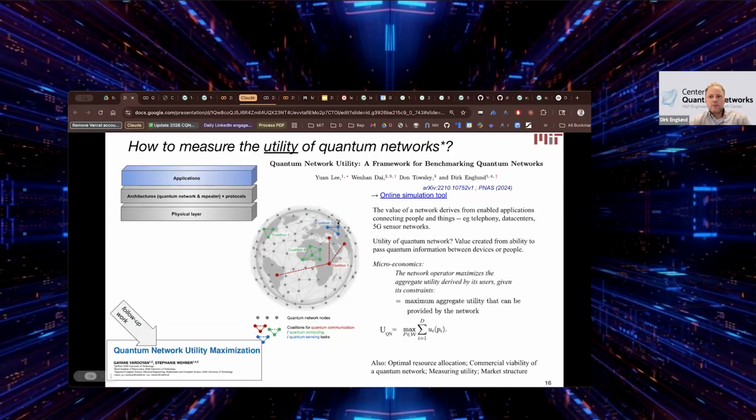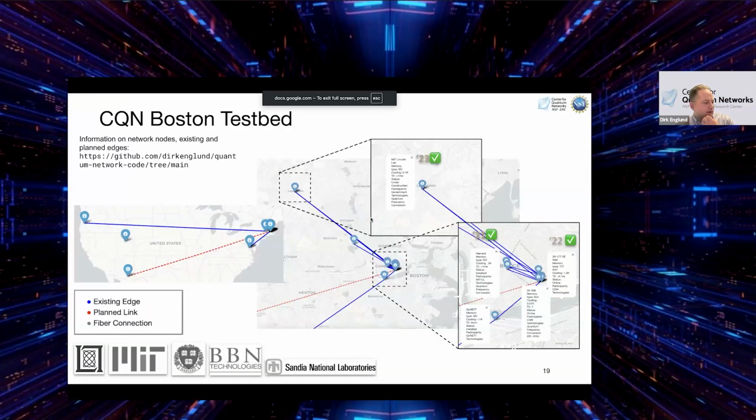Coming back to this. Now I want to talk about the architecture. That was a protocol question and system level question. Let's talk about the architecture. And here I want to be concrete and share the nodes that we have, to give you a sense of what the Boston area quantum network testbed looks like, supported in large part by the Center for Quantum Networks, but also by other entities like MIT Lincoln Laboratory, MIT, Harvard, BBN, and Sandia National Lab.